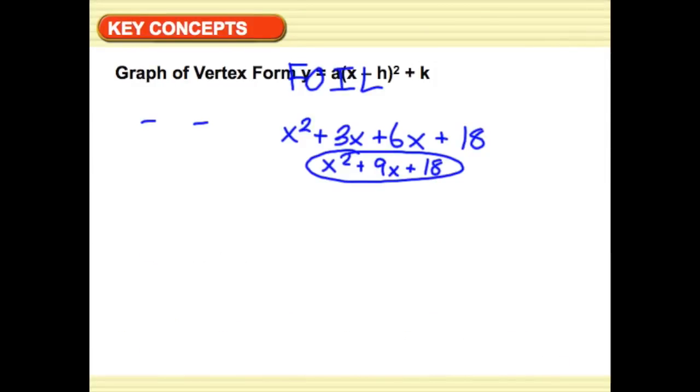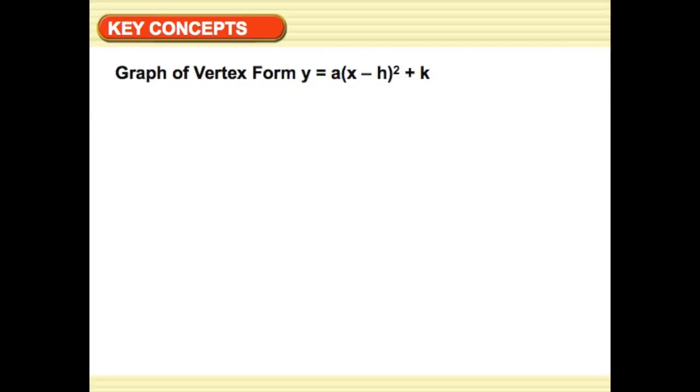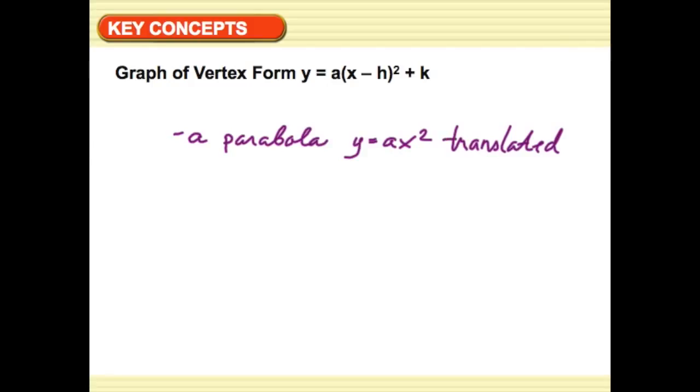So we're going to graph the vertex form y equals a times x minus h squared plus k. This is a new formula. And what you need to know is that the graph of this particular function is a parabola of y equals a x squared, and it's translated. So what does that mean? It's shifted throughout the graph.